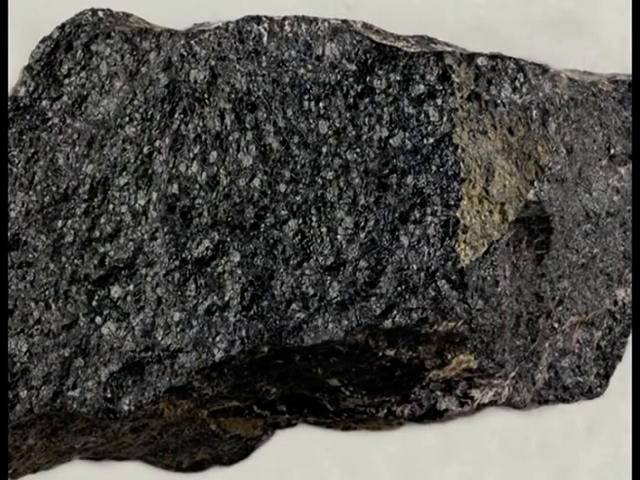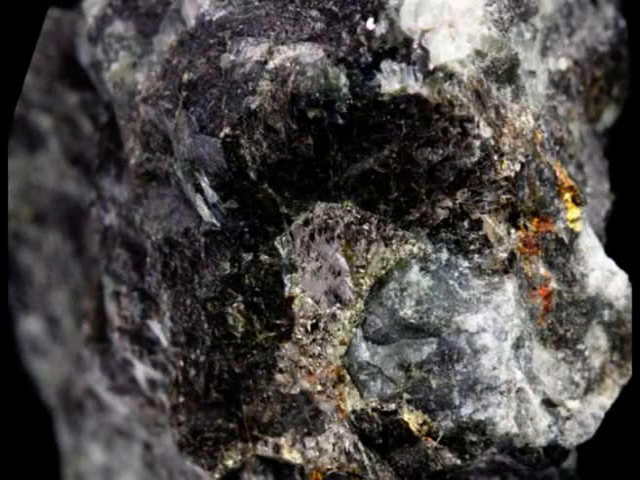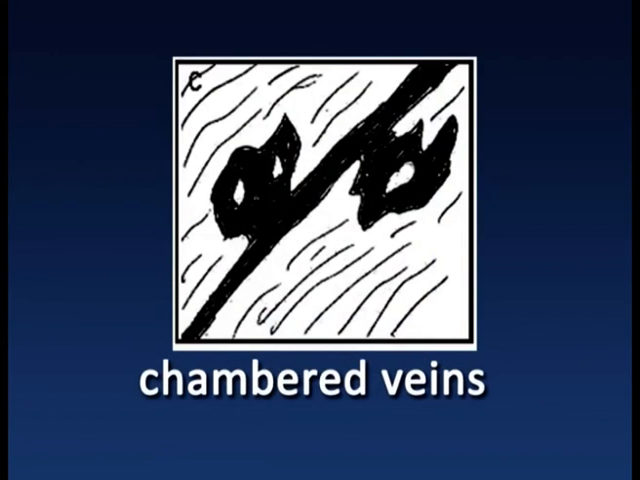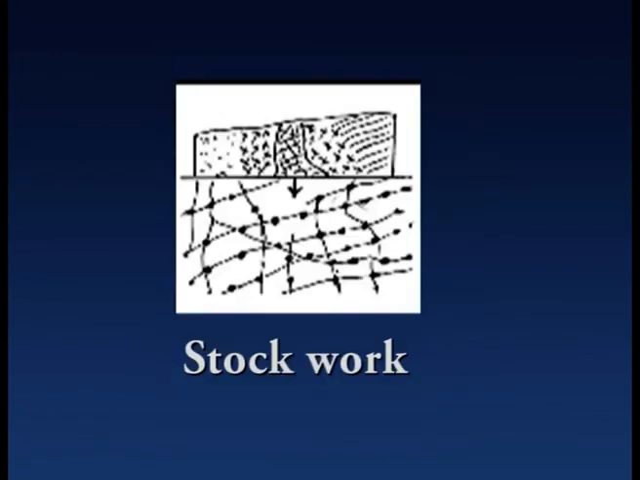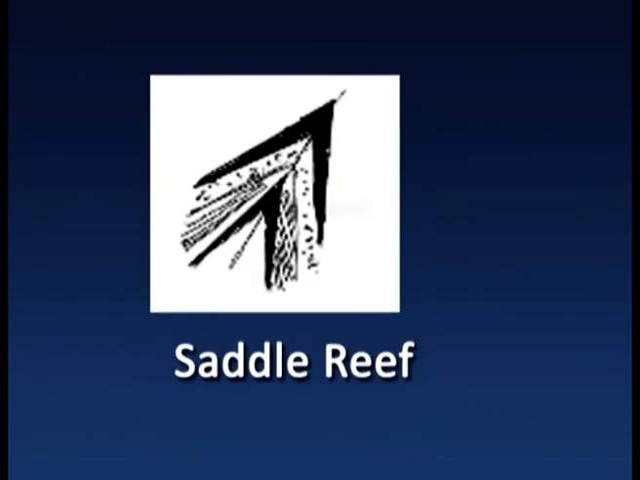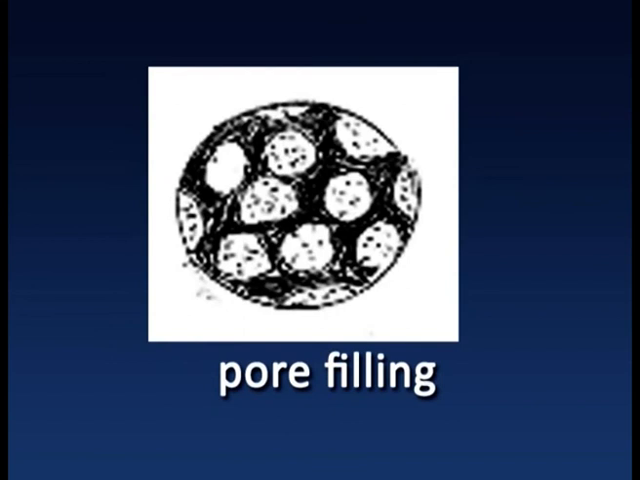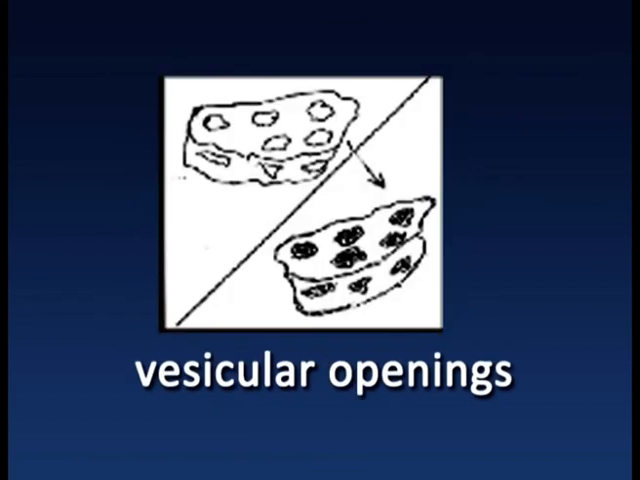Igneous and sedimentary rocks will have different types of openings which will become sites for mineral deposition. To name few: fissure veins, shear zone, stockworks, saddle reef, ladder veins, breccia fillings, pore spaces, vesicular fillings are some of these.